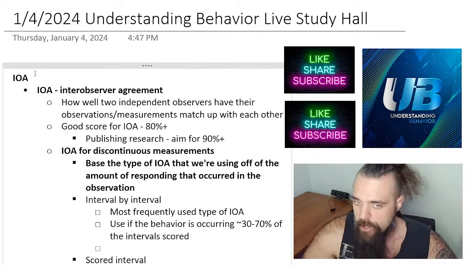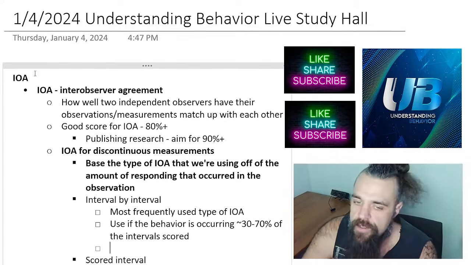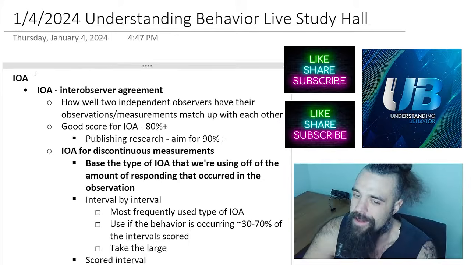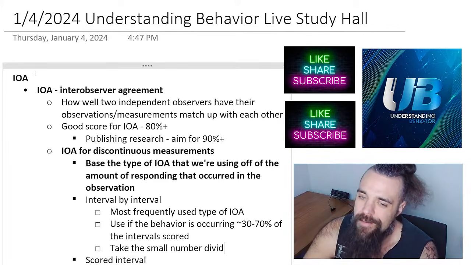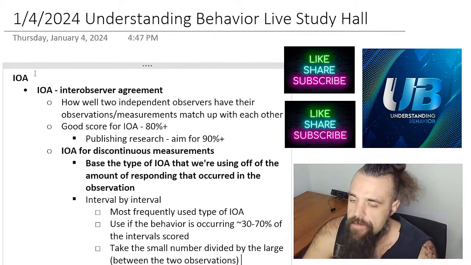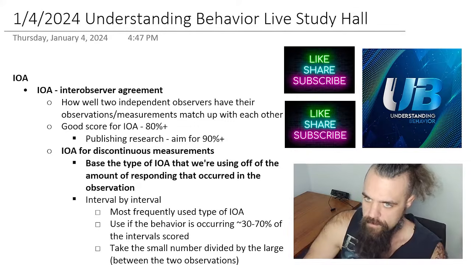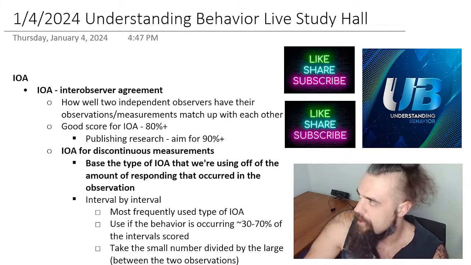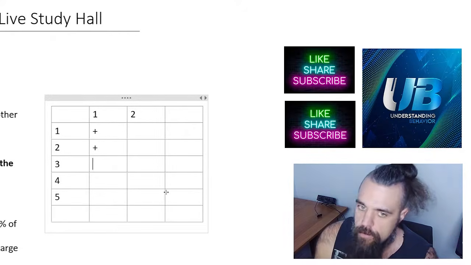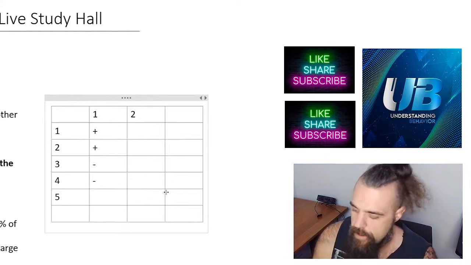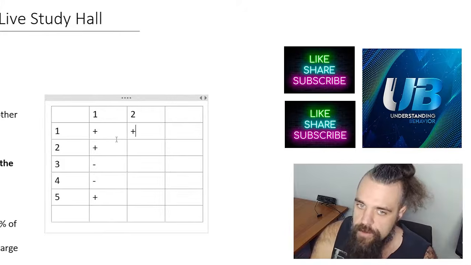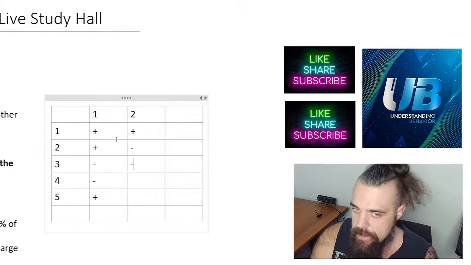It's really straightforward. Essentially with interval by interval, we take the small number divided by the large number between the two observations. So how about we get a little data set to play with? Two observers here. Again, we're taking discontinuous data. So let's say our data looks like this for observer 1, and now we've got observer 2. Let's say the data looks like this.